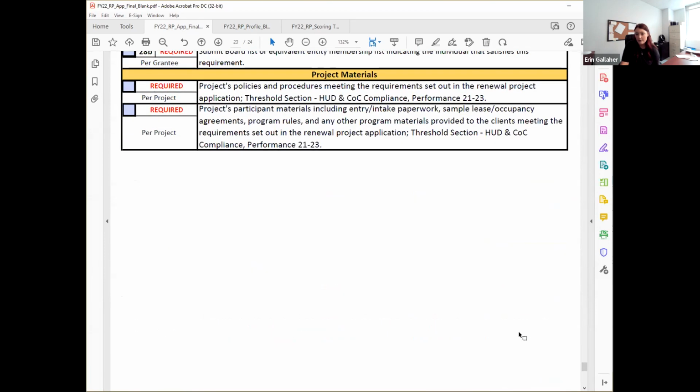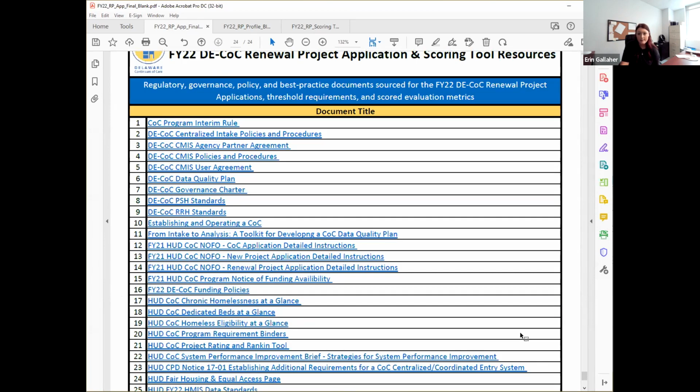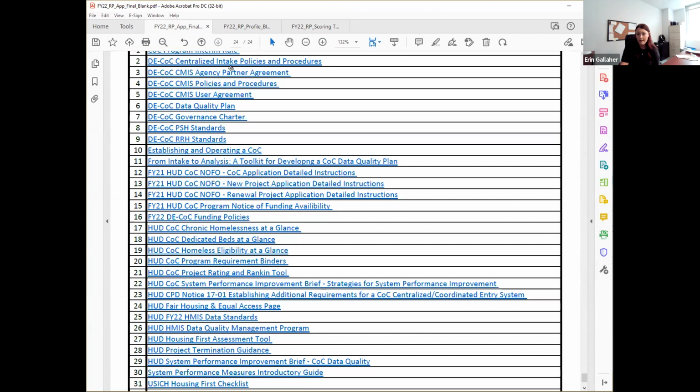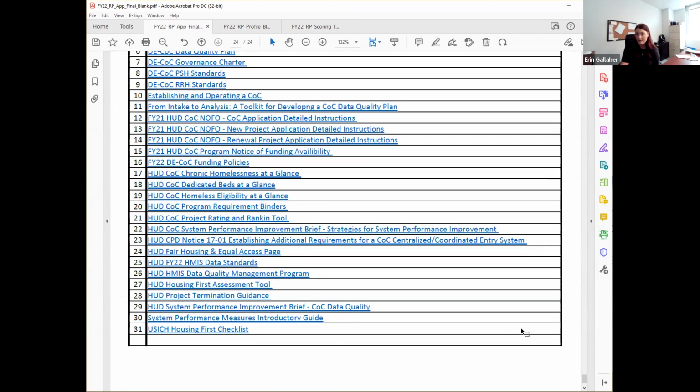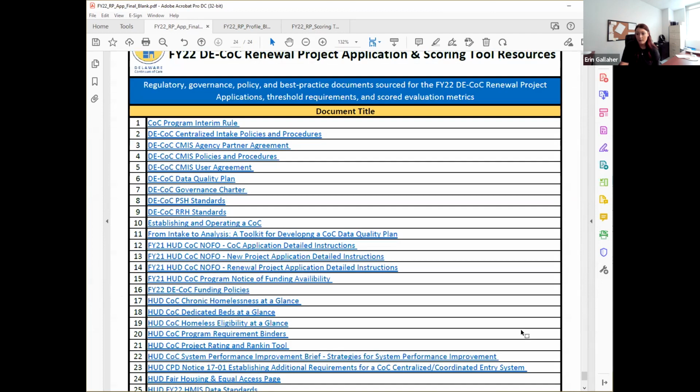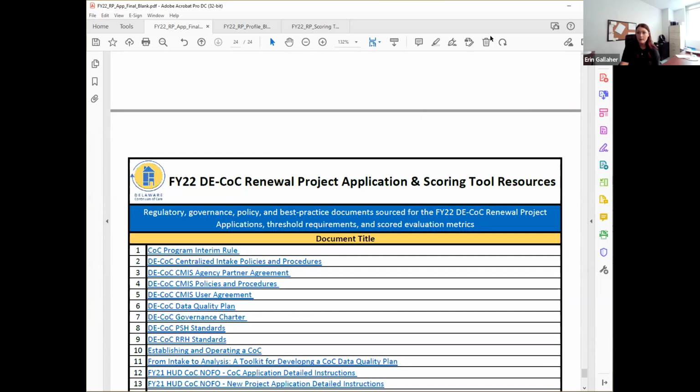Okay. And then finally, just at the very end is the resource document. It is all hyperlinked, so you are able to look at all of the different documents that were utilized to create the applications or provide context to the metrics or other portions of the application for you. So those are the materials.